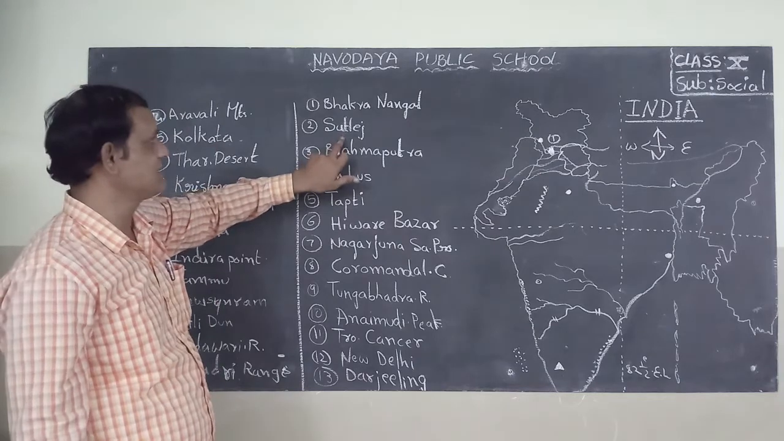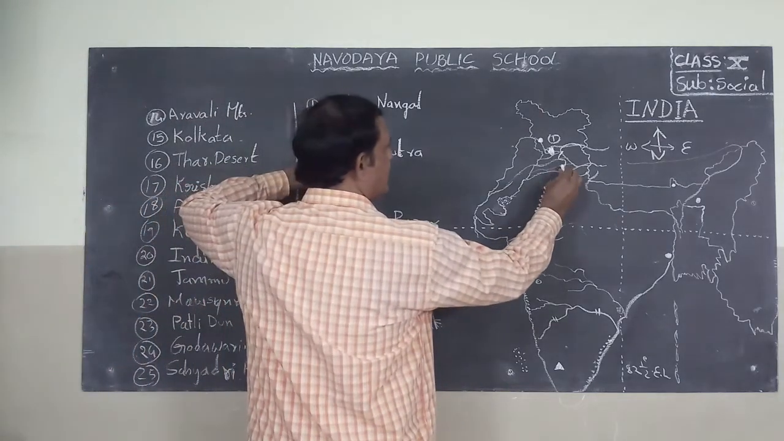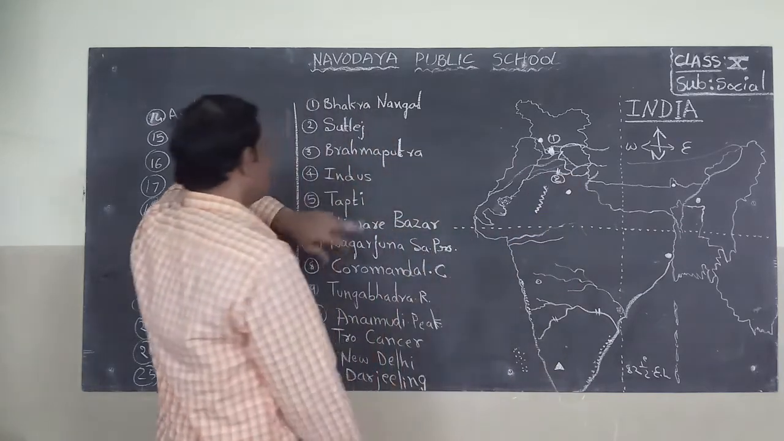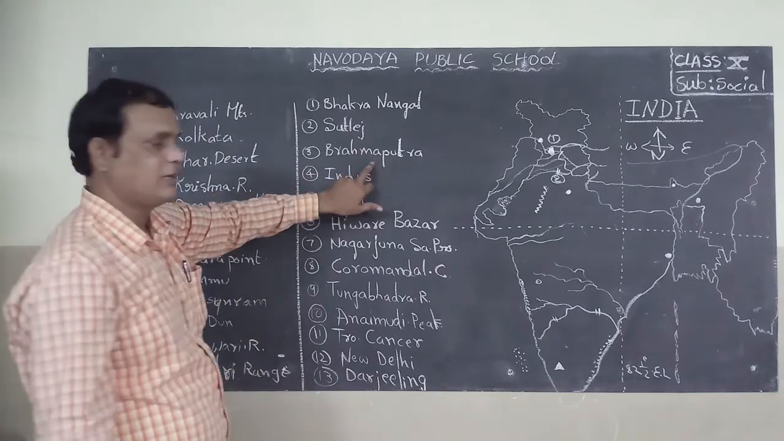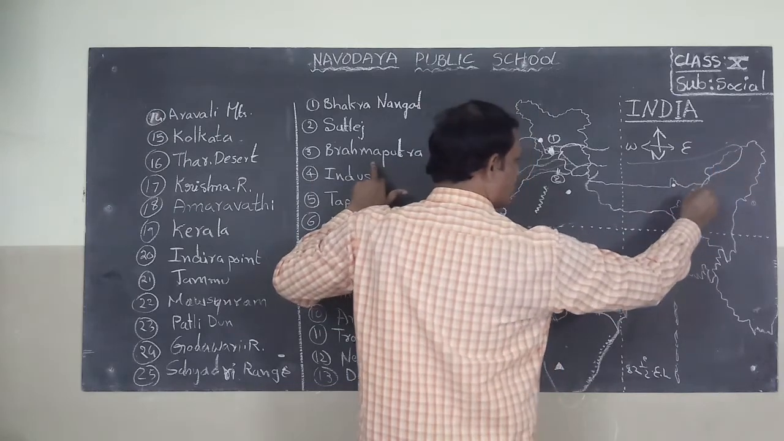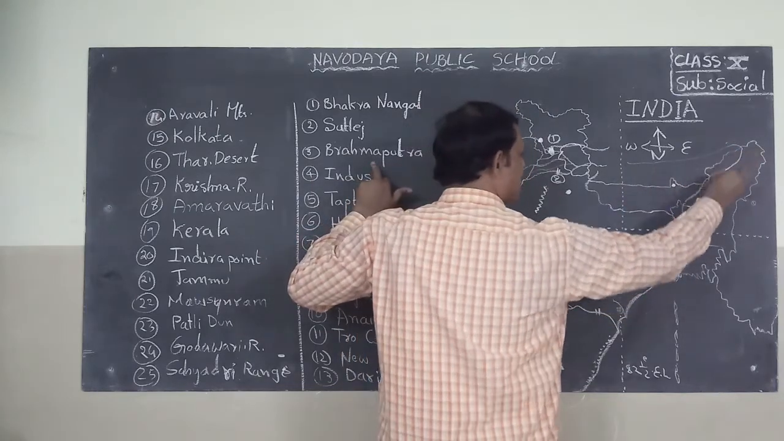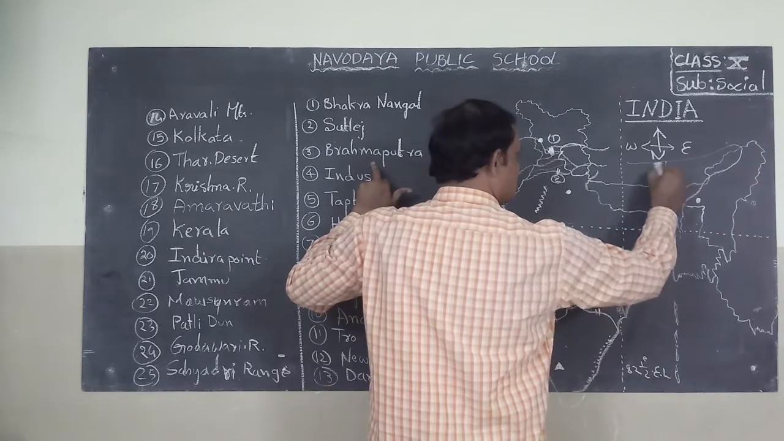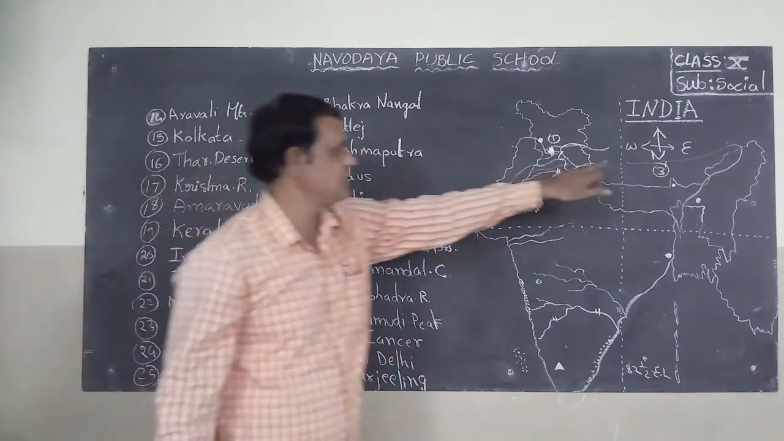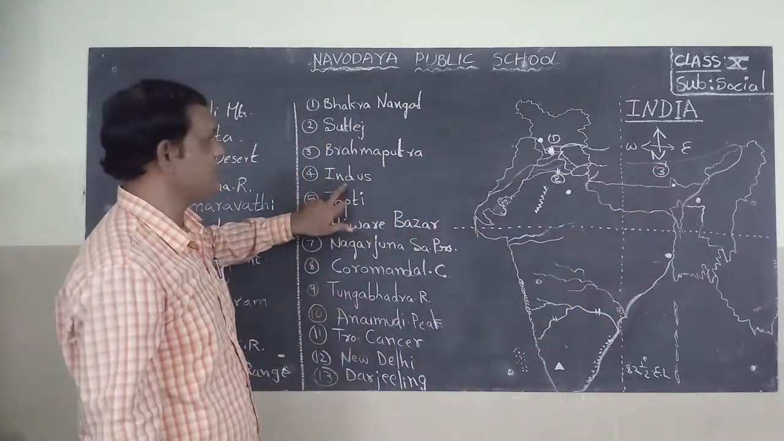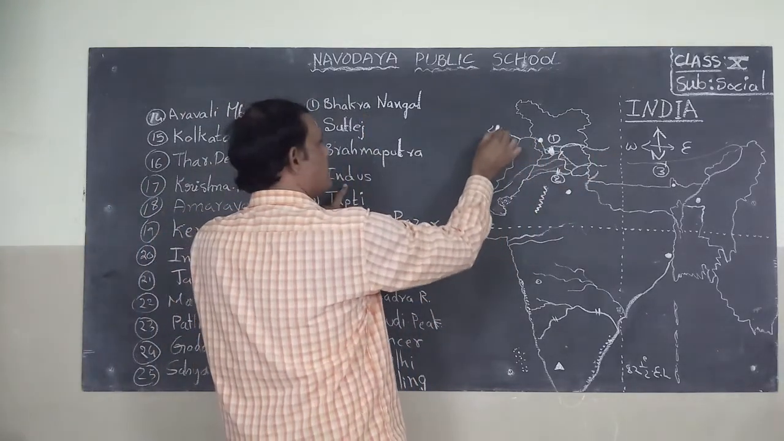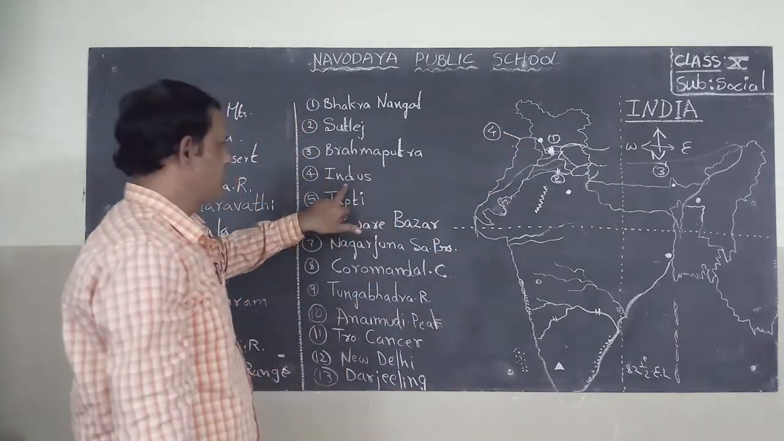Next is the river Sutlej. Here you can find river Sutlej. That is the second point. Next, Brahmaputra. Look, students, this is Brahmaputra, where I am showing this point. Write down the third number in the index: Brahmaputra. Next one, Indus River. I already said this is the Indus River. Put the index number here: 4. That is the Indus River.